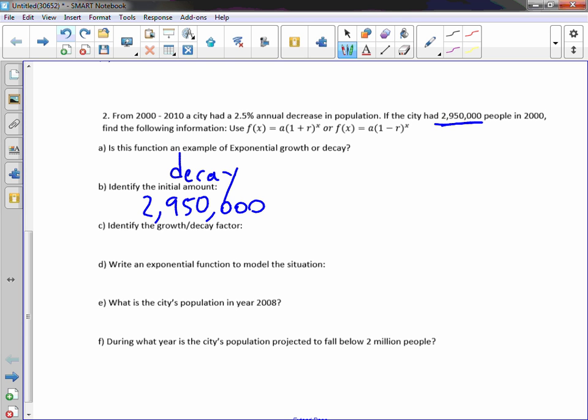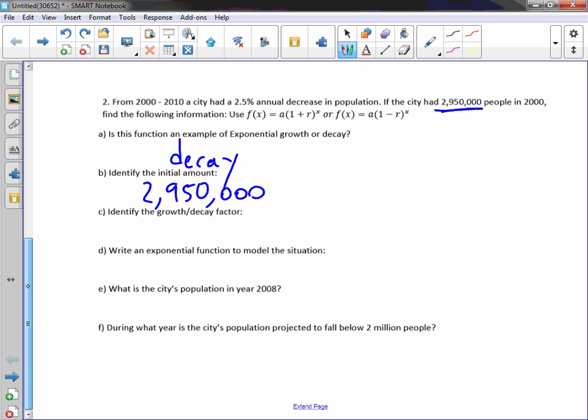Identify the growth or decay factor. In this case, that's our percentage of change right there. So if I do 2.5%, move the decimal over twice, our factor is 0.025. Write the exponential function to model the situation.